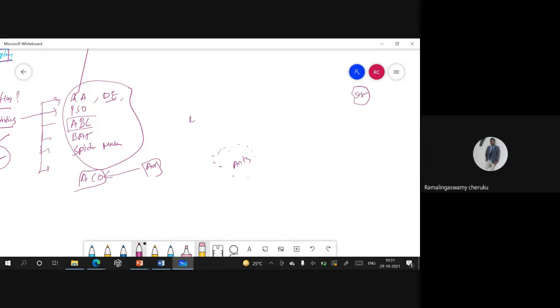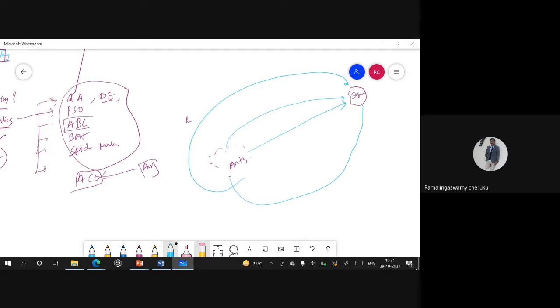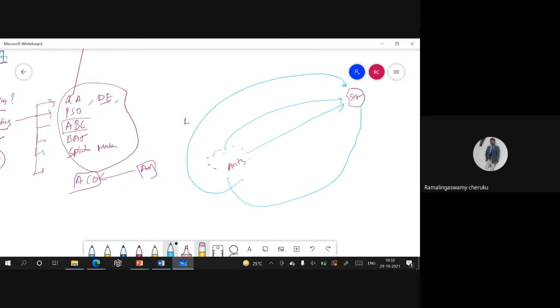So what this does: one ant will go like this, one ant will go like this, and one ant will go like this. Every ant will have its own way to search for the solution. The sugar is my solution. If I'm trying with respect to my problem, I want to reach the solution. This is my best solution.